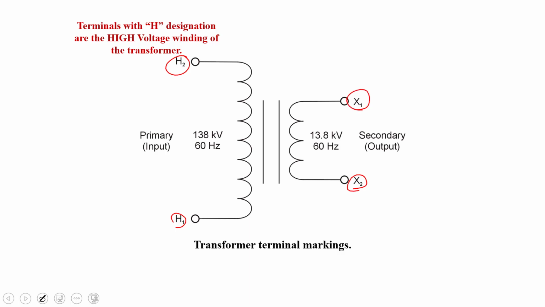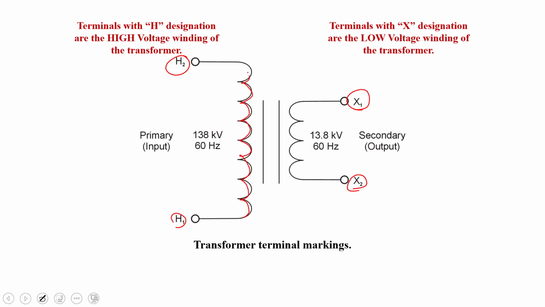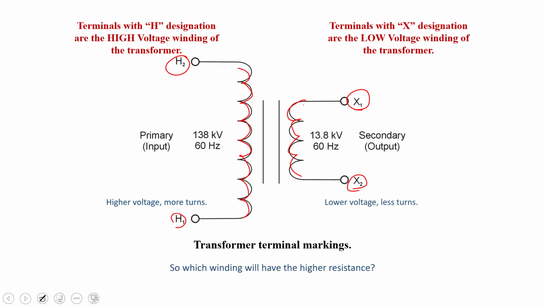The difference between the high voltage and the low voltage side of the winding is that the high voltage will always have more turns on it than the low voltage side. Okay, so that's what makes it the high voltage. High voltage has more turns and the low voltage has less turns.